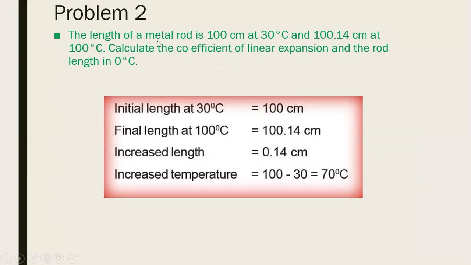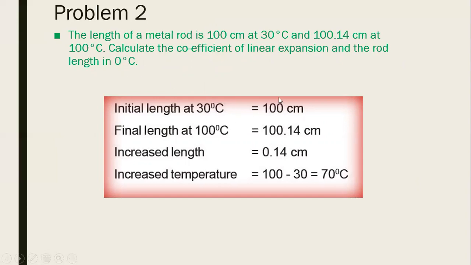Okay, the length of the metal rod is 100 centimeter at 30 degrees Celsius and 100.14 centimeter at 100 degrees Celsius. So at 30 degrees Celsius it is 100 centimeter, at 100 degrees Celsius it is 100.14. Calculate the coefficient of linear expansion and the rod length at 0 degrees Celsius. Two questions are there. First you have to find the coefficient of linear expansion. Then you have to find the rod length at 0 degree.